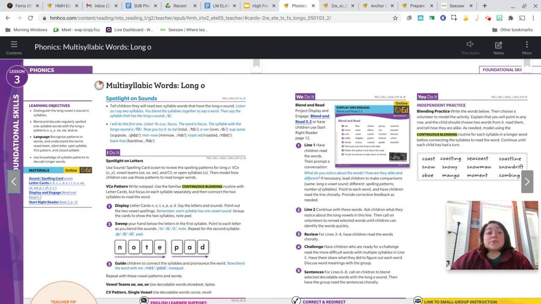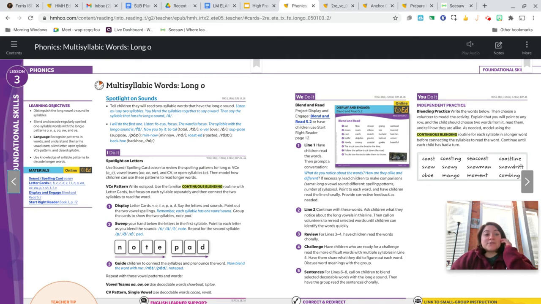Okay, here's the next one. Over. Which part of this word has the long O sound? All right, here's the next one. Suppose. Is it the first syllable or the second syllable that has the long O sound?